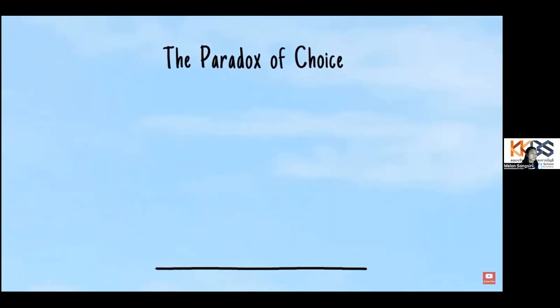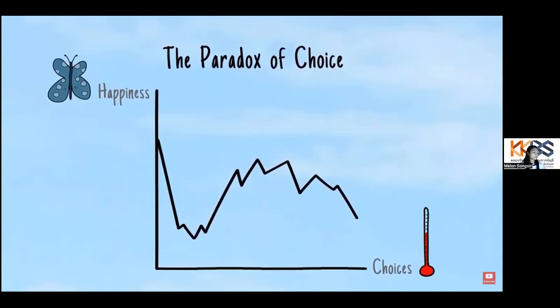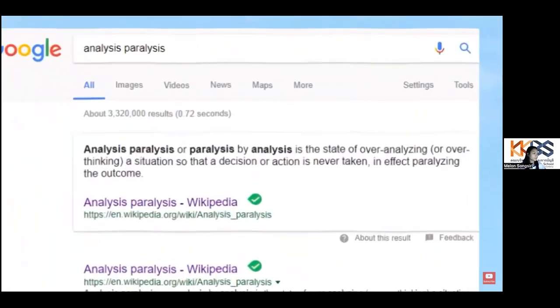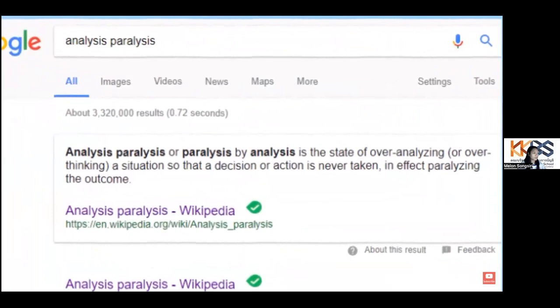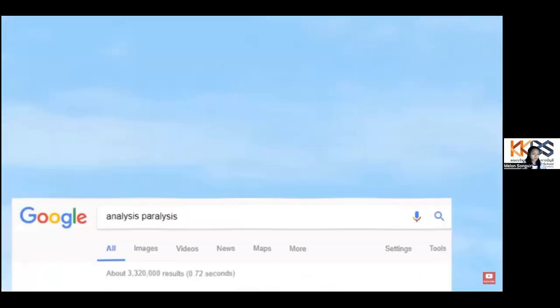Why is it a paradox? Well, it makes sense to think that the more choices we have, the happier we become. But the opposite is the truth in most cases. Too many options can be stressful and bring more negativity than happiness and freedom. This is called analysis paralysis, and it is the state of overanalyzing or overthinking a situation so that a decision or action is never taken, in effect paralyzing the outcome.